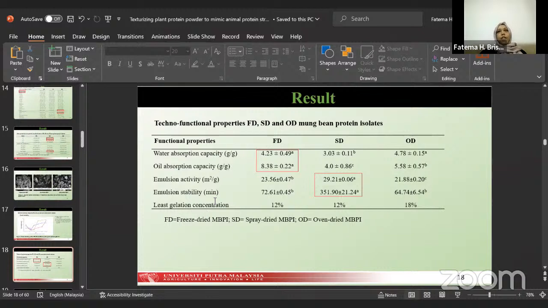And the gelation concentration means how much minimum amount of protein we require to form a gel. We want to go for a very, very low protein percentage, because if we go for 18%, that means we are requiring much more raw material, and that might cost a lot for the industry people.